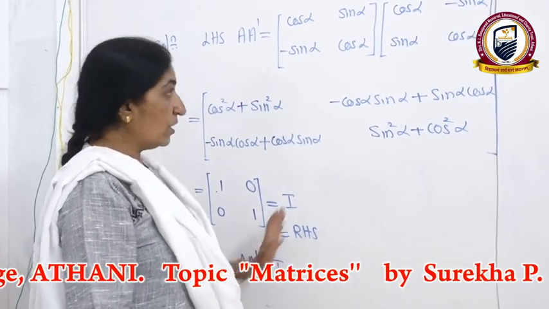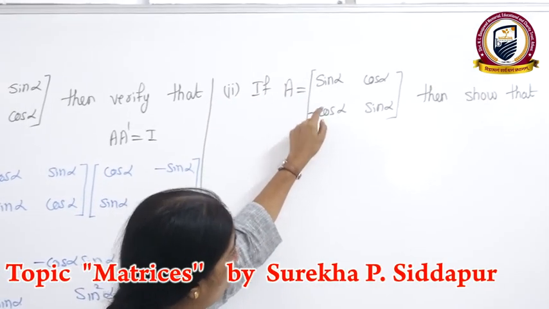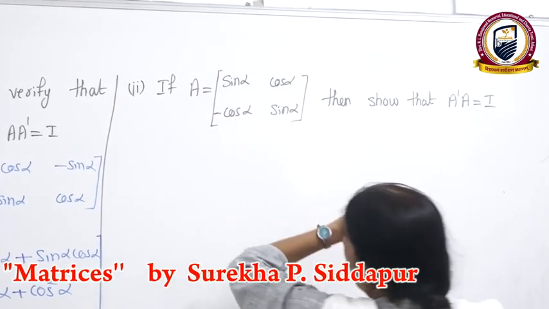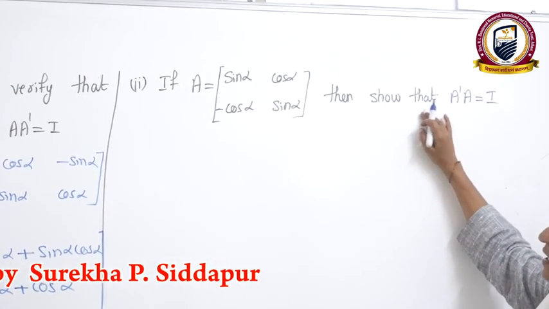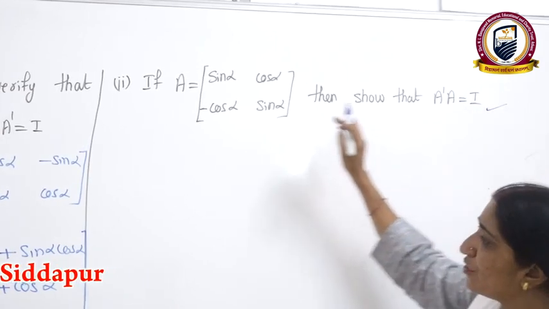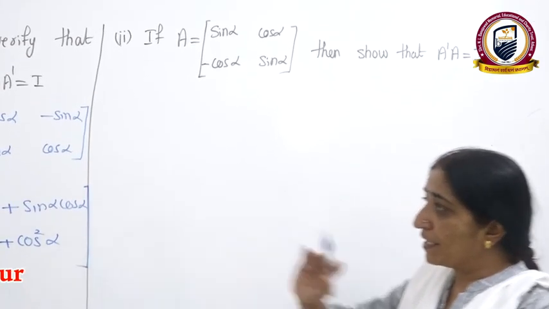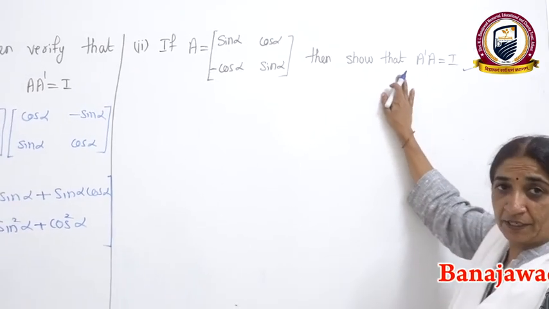Now we are moving to the next one. See the question here. If A is equal to, again in the form of trigonometric functions, the question is then show that A transpose into A. See here, these two are similar, only the presentation is different. So please try this as an assignment.